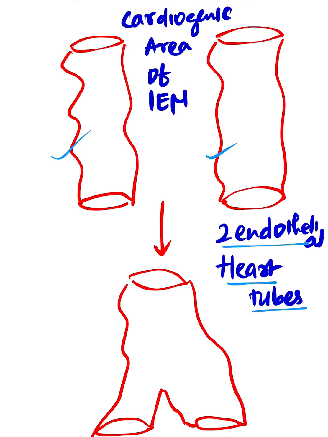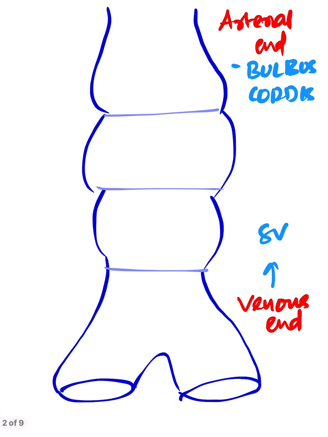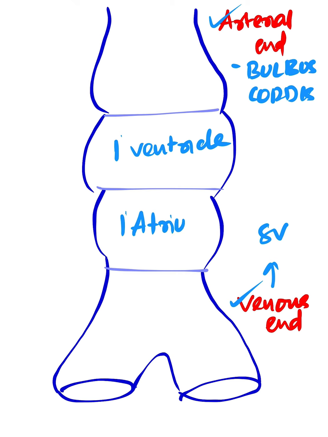These two endothelial heart tubes later fuse to form a structure like this. Now let us see this heart tube in detail and how each part of the heart tube develops into a future structure. Now, this is the typical heart tube. So this is the arterial end, this is the venous end. This arterial end is called bulbus cordis and this venous end is called sinus venosus. After the bulbus cordis, we find the primitive ventricle, and after that we find the primitive atrium.